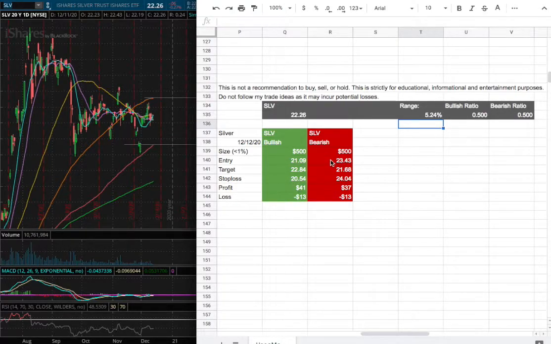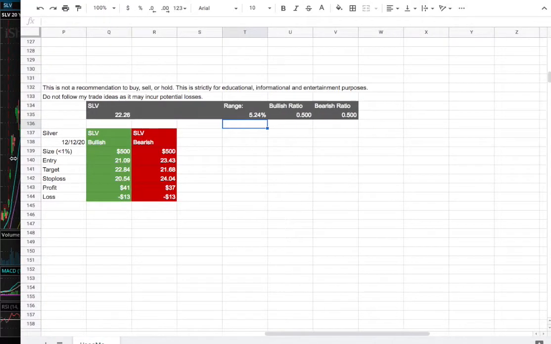However, if I were to open a short position, my entry is at $23.43, and that is this range here, that coincides with the 100-day moving average, this orange line. My sell target's at $21.68, and my stop loss is at $24.04. So whichever entry price hits first, that will be my position of the week.